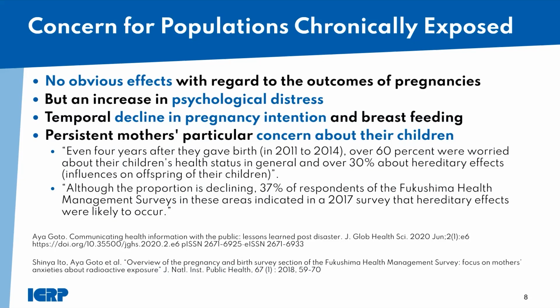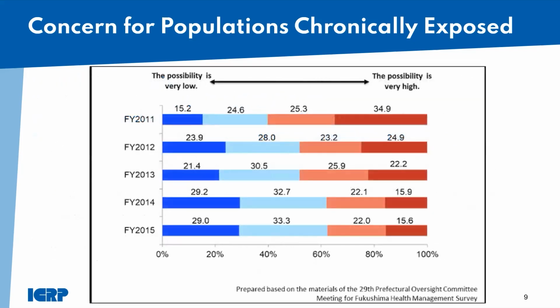There are some results about surveys performed in 2011, 2014, and 2015, even 2017, and even 5 years, 6 years after the accident, there is still some concern. And here you can see the evolution of the concern with regard to the possibility of heritable effect.